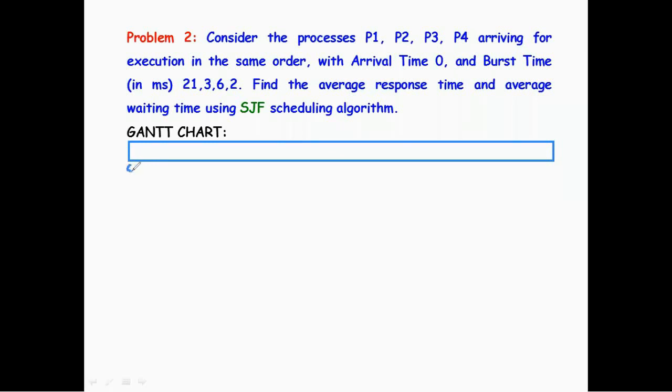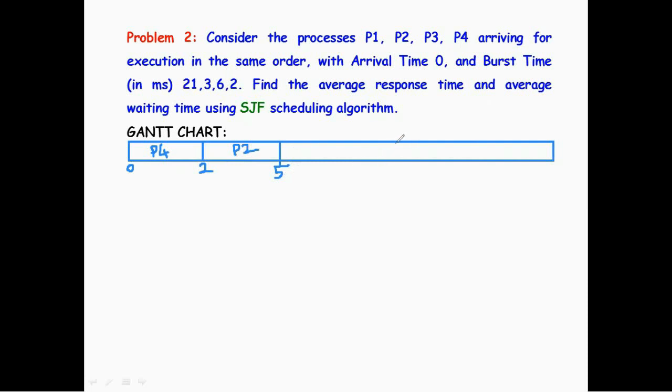Now let us draw a Gantt chart. From time 0 to time 2, the process P4 gets executed. Since P2 needs 3 milliseconds for execution, from 2 to 5, that is 2 plus 3 is 5. So from 2 to 5, P2 gets scheduled. That is not 3, it is 5. P2 gets executed in the time slot 2 to 5.